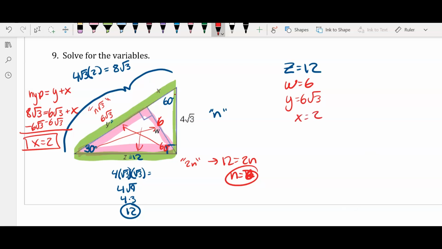All right, and in this question number 9, you really could have started at any of the different points. You could have done the other triangle that I didn't reference too much, where we know the 60 degrees in the top right corner there. Either one would have been fine.